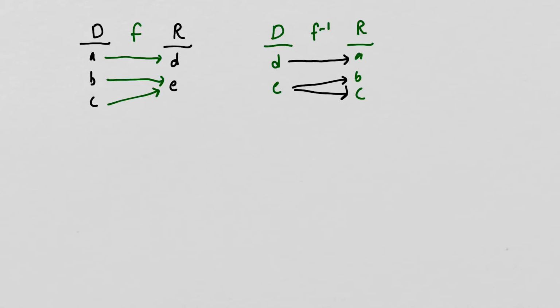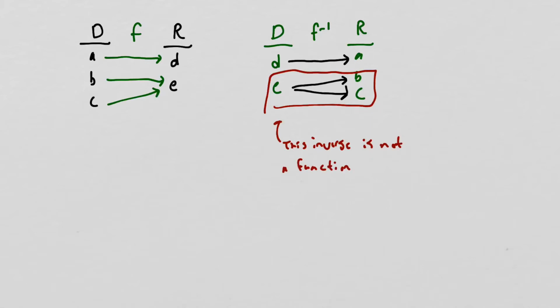But here's exactly where we have the problem. Remember the definition of a function. We can only assign one output for every input, and here we have an input being assigned to two different outputs, and so this inverse is not a function. This is the exact reason why we need our functions to be 1 to 1 if we want to define an inverse. Otherwise, the inverse is not going to be a function.